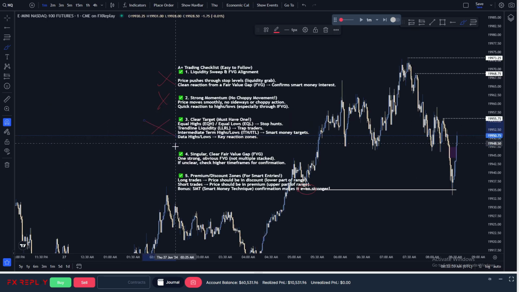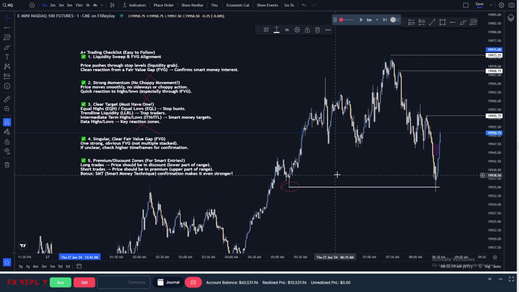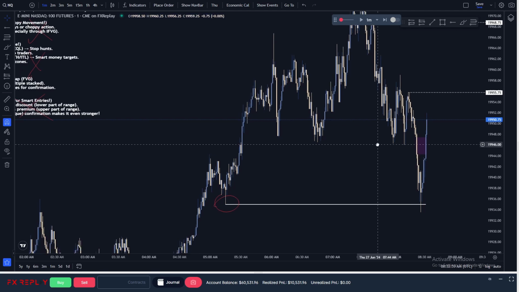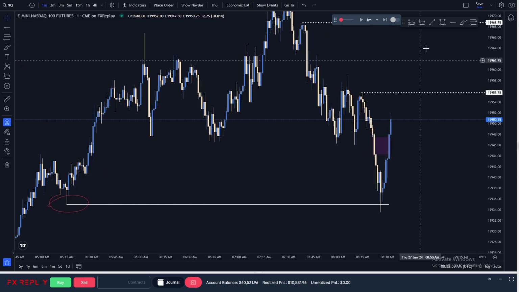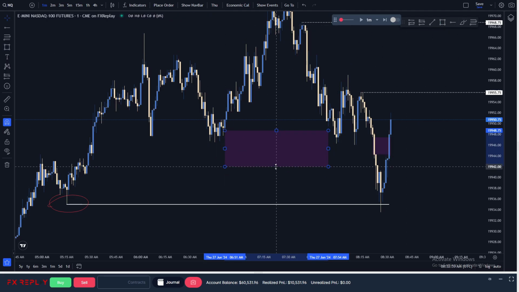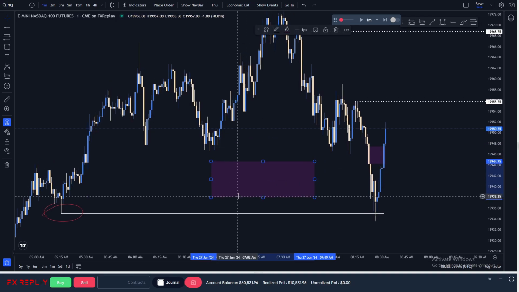Now let's move on to our fourth rule, singular clear fair value gaps. So not all fair value gaps are created equal. That's something that I have to make a point. If you're seeing multiple fair value gaps stacked up, that's basically like noise. We don't want to be seeing that. We don't want to be seeing multiple fair value gaps like this. We want to see one clear fair value gap like this. Just one obvious clear fair value gap.